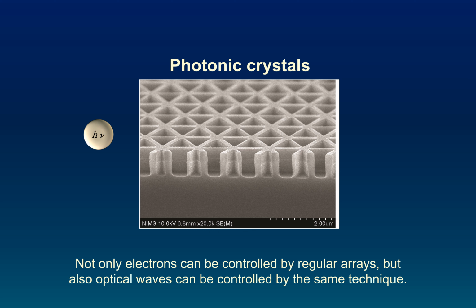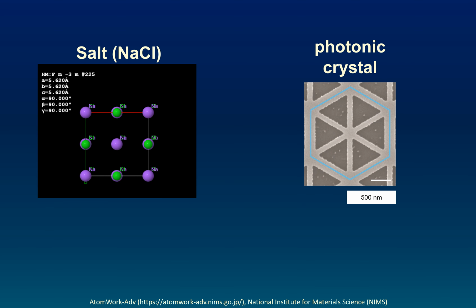A periodic arrangement controls not only the electrons but also optical waves. The regular array for optical waves is called a photonic crystal. The unit structure of a photonic crystal is about 10,000 times larger than that of the crystal in nature.